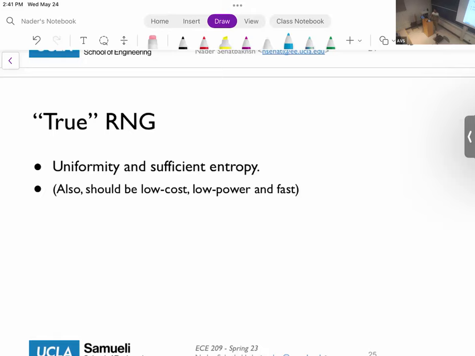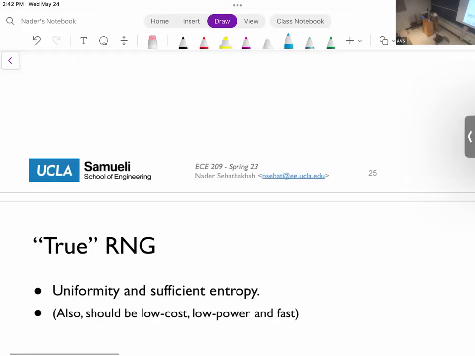What you need to have is an actual true random number generator. Since you're going to use it a lot in your hardware, it has to be low power, it has to be fast, and it has to have low area overhead as well. So how do we usually do that? We typically use some physical phenomena to generate this for us.